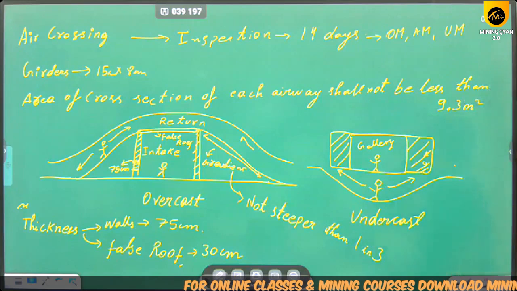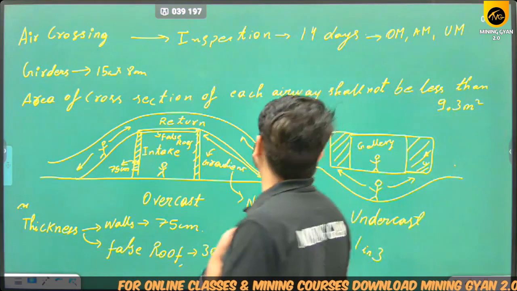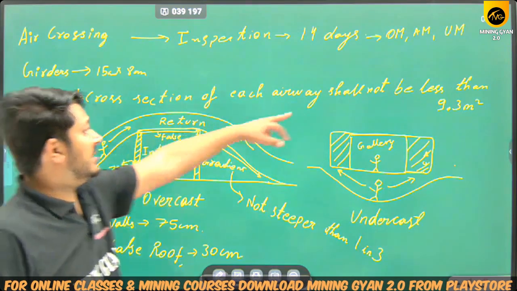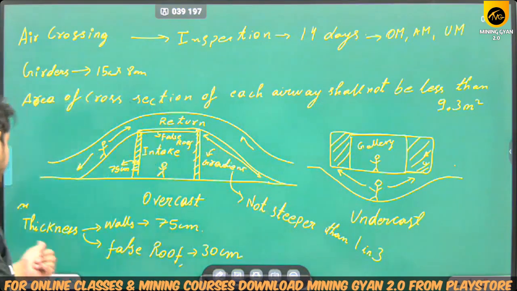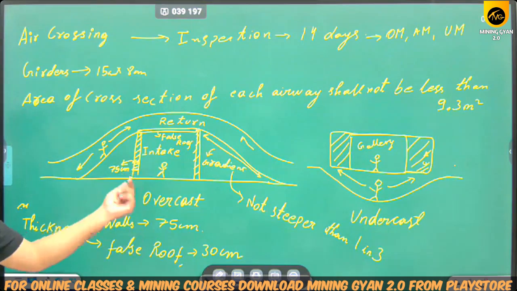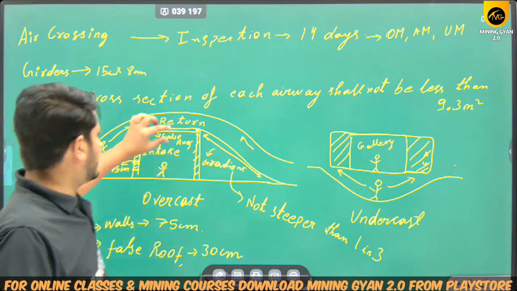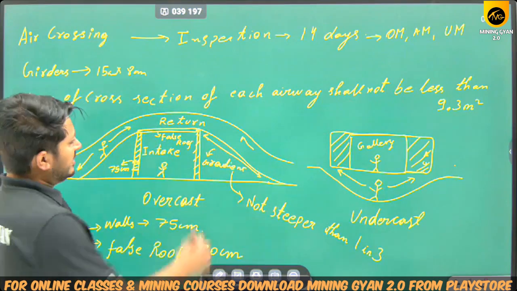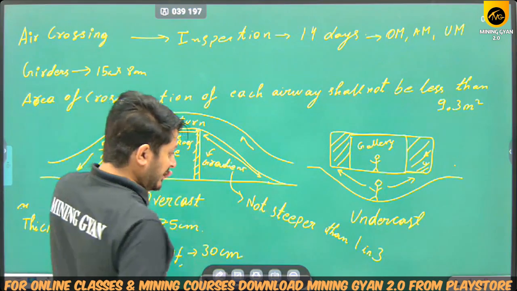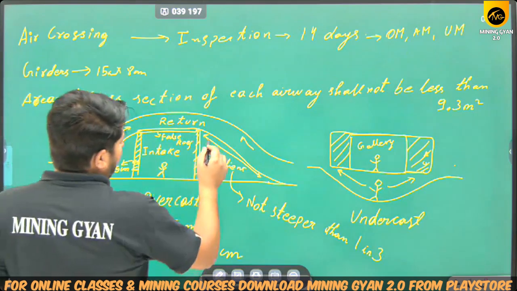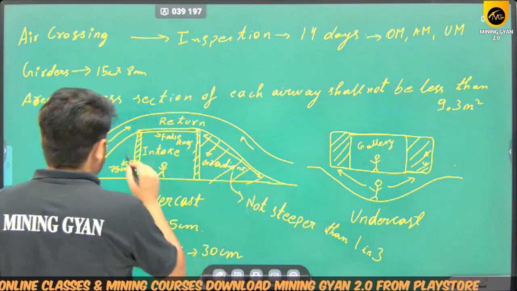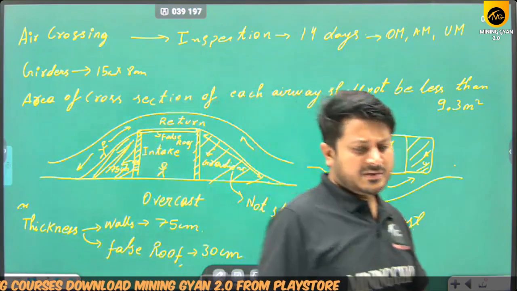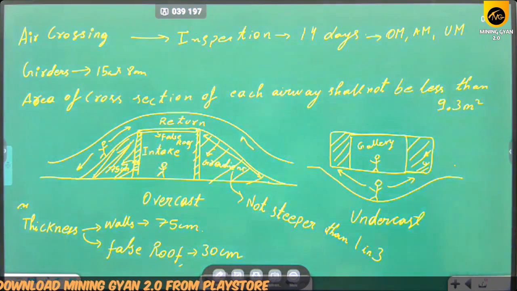The inspection of these air crossings is done in every 14 days by the overman, assistant manager or under manager, and the area of cross section of each airway shall not be less than 9.3 square meters. The thickness of the walls is 75 centimeters, and that of the false roof is 30 centimeters. The gradient must not be steeper than 1 in 3, and this place is filled with incombustible material. Okay, in such manner stoppings are made.